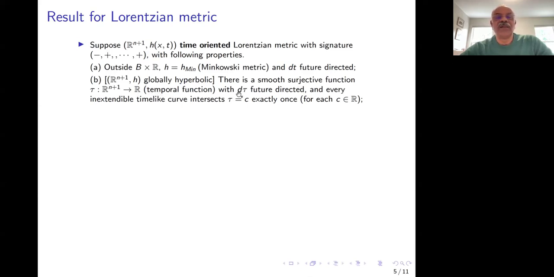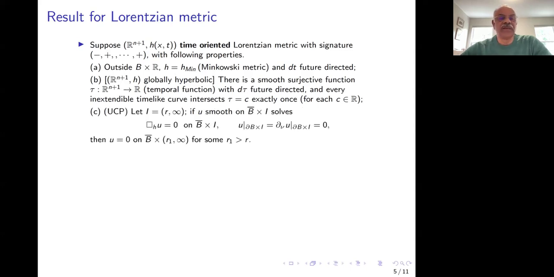It's surjective, and d tau, so the vector associated by duality with d tau, is future directed, and every inextendable time-like curve intersects the level surface exactly once. So being globally hyperbolic is roughly what it means. And this is good enough to allow the creation of the solution of the well-posed forward problem.